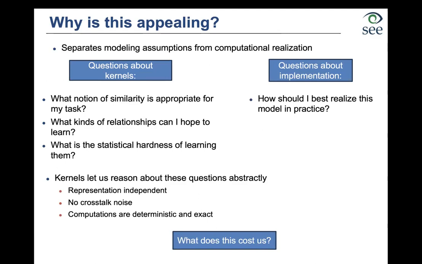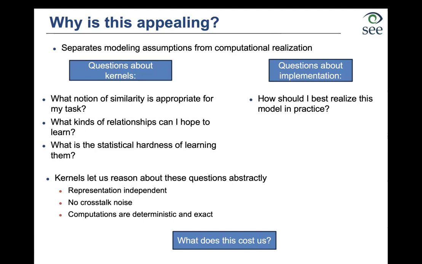And kernels let us reason about these types of questions in a manner that doesn't depend on the particulars of how I go about computing the kernel. So from our perspective, these are abstract questions about the underlying notion of similarity that we're interested in, as opposed to the particular way that we construct a VSA that gives us that notion of similarity. Kernels are also appealing because the computations are exact. These are just noiseless, deterministic computations. They use this superposition principle, but in a manner that doesn't suffer from any crosstalk noise.